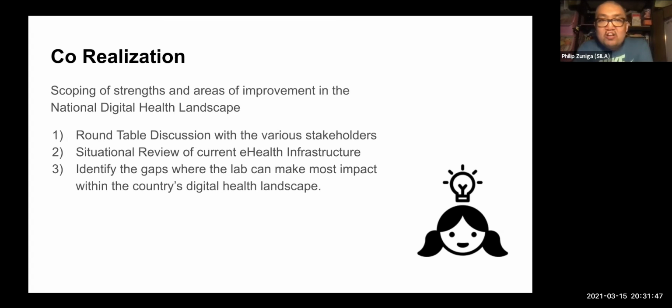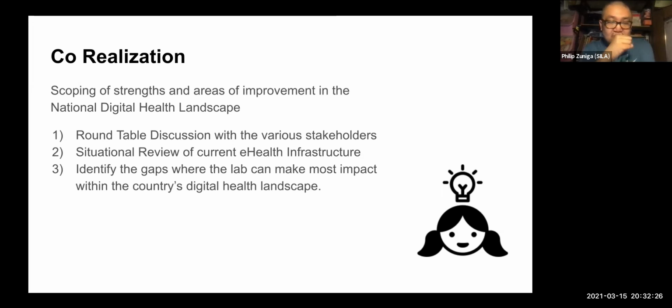So one of the first things that we usually do when we do our realization is we review the national digital health landscape. So we review what is present right now in the country. So when we were supporting Nepal in developing their own interoperability lab, the first thing we did was to have a situational review of their current e-health infrastructure. So we created a report indicating that review. Because we have to understand what digital health gaps are present in this country.